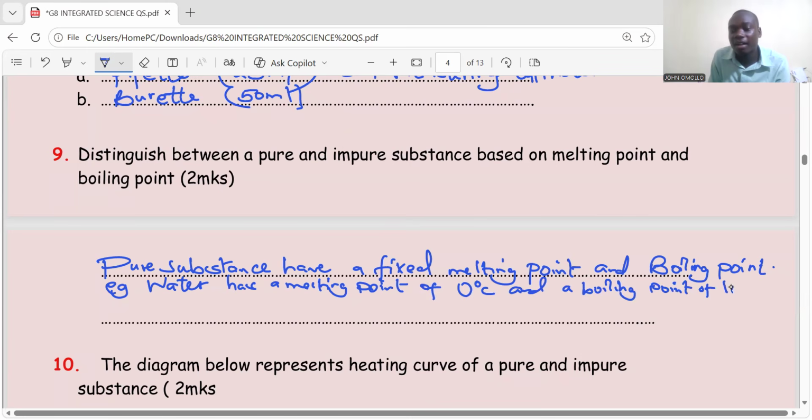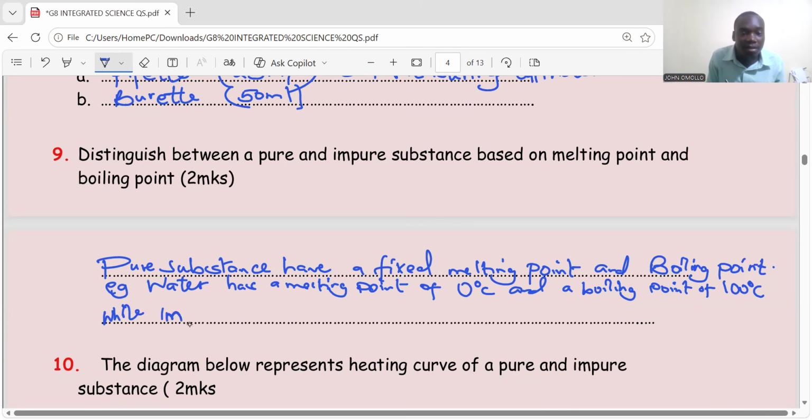Of 100 degrees what? Celsius. So in that case, it means that pure substances, water being one of the pure substances we are mentioning in this case, have a fixed melting point and boiling point. If the question comes like it has come without requesting you to give examples, don't give examples like I have given. Just fix your answer to having a fixed melting point and boiling point. Stop there.